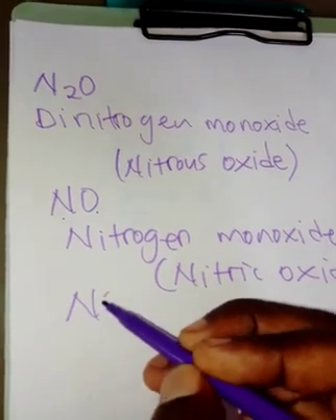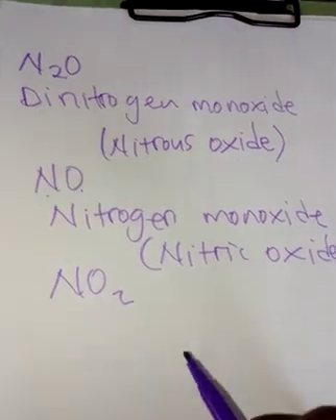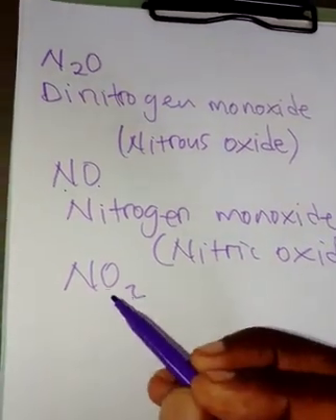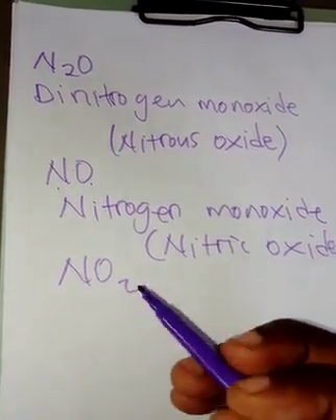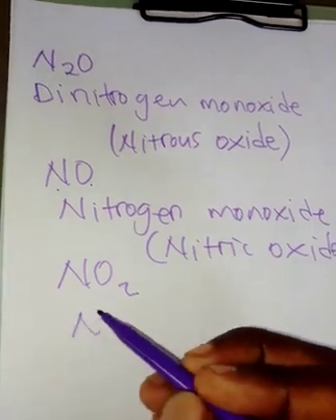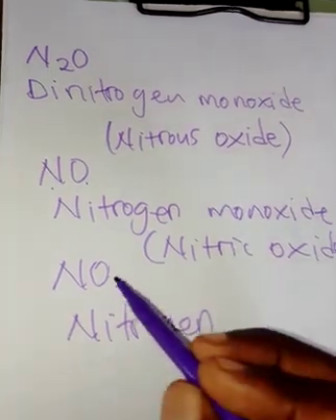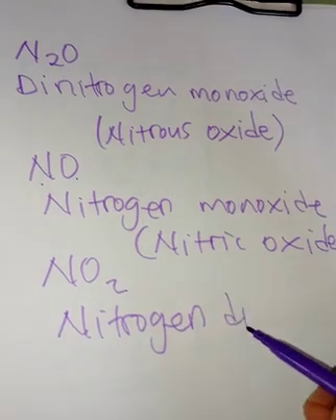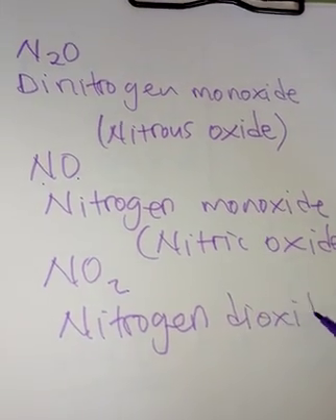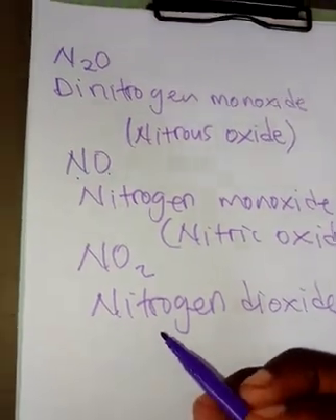What about this one, NO2? So for the nitrogen atom, we have 1. We won't use mono. Instead, we just start with nitrogen. Then we have 2 atoms of oxygen. So it will be what? Dioxide. Nitrogen dioxide.